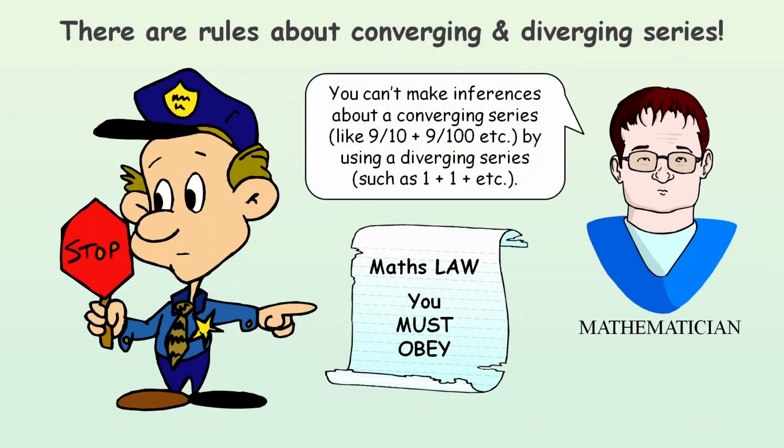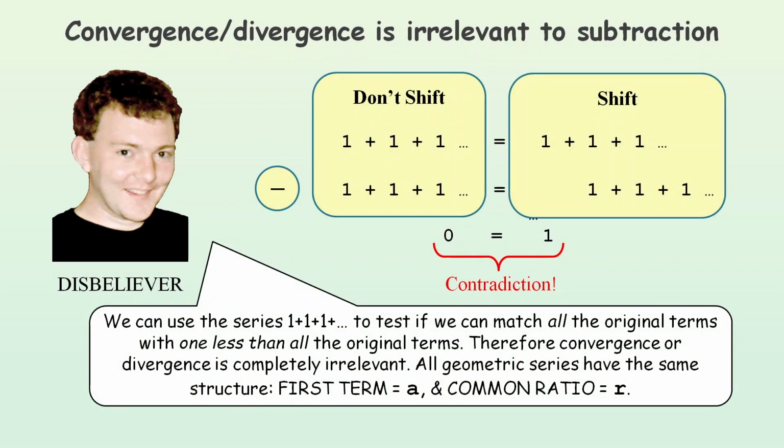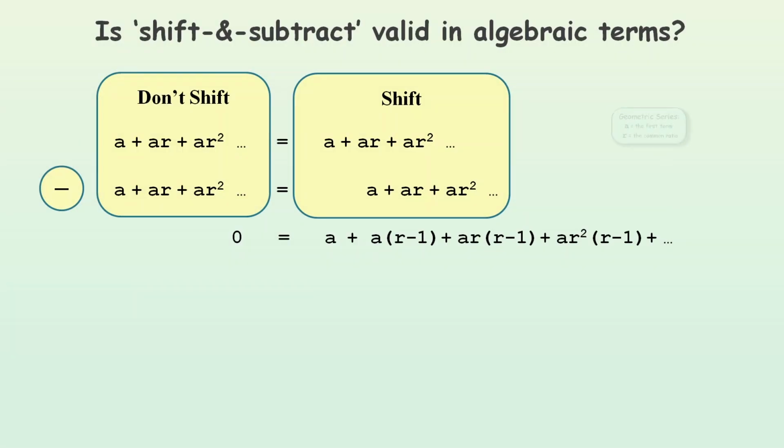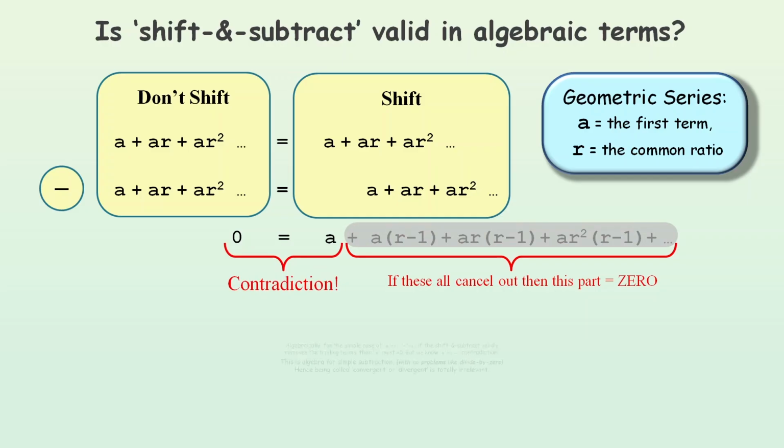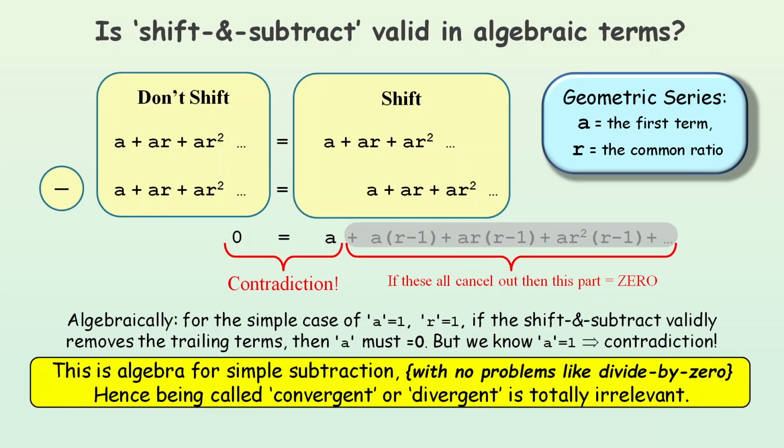Yet again, the mathematicians will claim that we're not following their rules. But we used the series 1 plus 1 plus 1 etc. to test the logic of matching all the original terms with one less than all the original terms in a subtraction. The only thing that's relevant to the cancelling out is that the series is endless. All of these series are simple geometric series, and so all of them have the same structure in that they just have different first terms and common ratios. And so we stand by our argument that the shift and subtract logic is completely invalid.